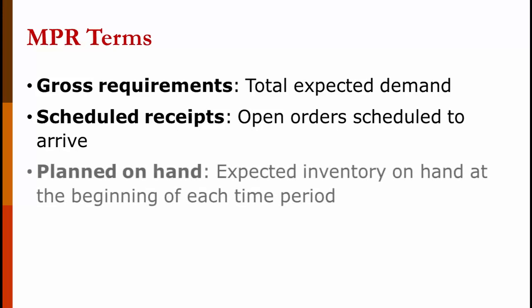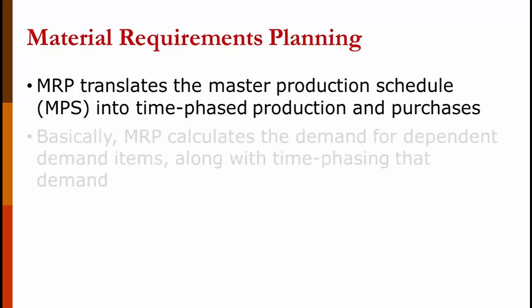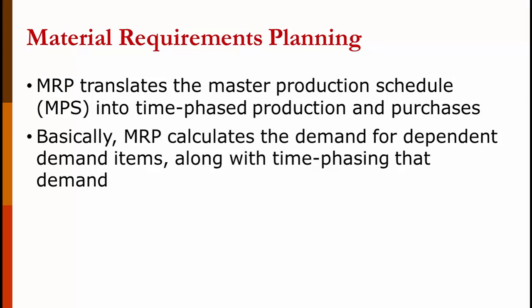Planned on hand is the expected inventory on hand at the beginning of each period, although some textbooks use the end of the period rather than the beginning of the period, so you have to pay attention to what your textbook does. Material requirements planning translates the master production schedule into time-phased production and purchases. Basically, MRP calculates the demand for dependent demand items along with the time that we need to place those orders or schedule that production in order for them to arrive on time.